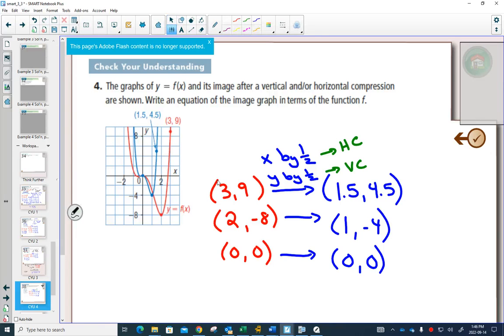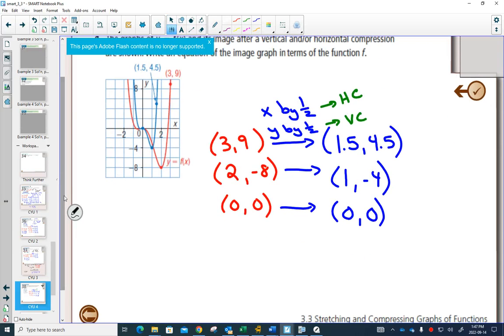Vertical stuff happens outside the function. So if I want a vertical compression of 1/2 outside the function, I'll have 1/2. My function is f of x. If I want a horizontal compression, that has to be inside the function. What number inside the function would cause me to multiply by 1/2? A 2. Right? Because the inside is always the reciprocal.